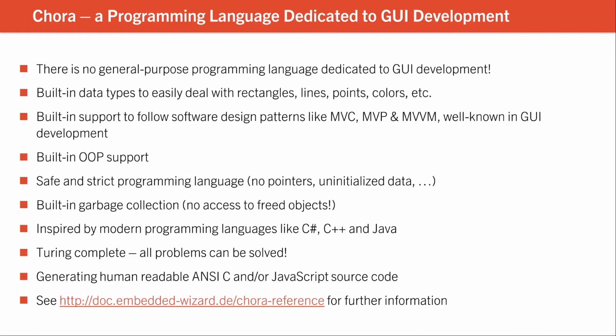However, Embedded Wizard's Cora is a very safe and a very strict programming language. That means you cannot do any pointer arithmetics, for example. You do not access any uninitialized data. Also, accessing freed objects is not possible due to the built-in garbage collector. Nevertheless, it's also very inspired by very common modern programming languages, as you see C#, C++, Java, JavaScript.